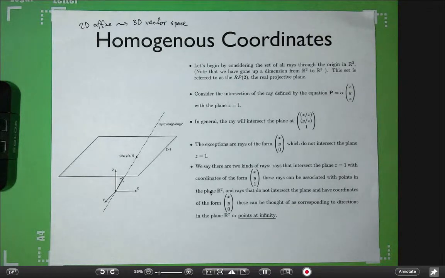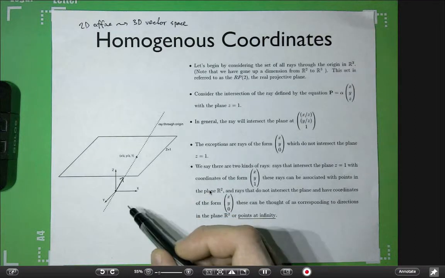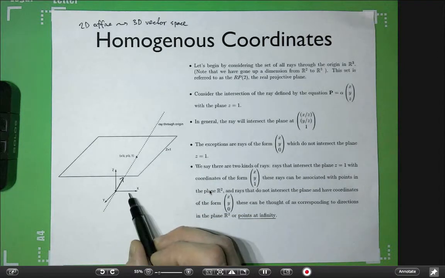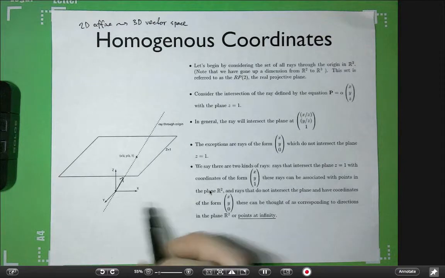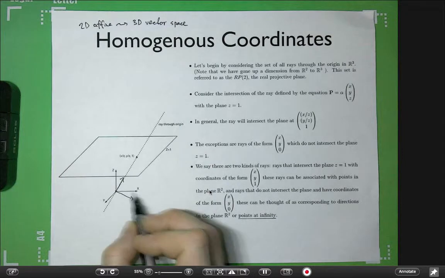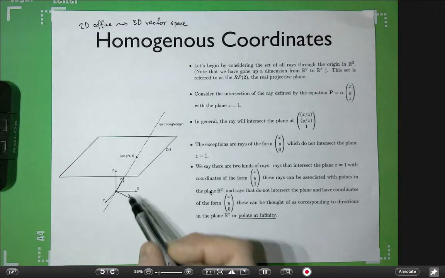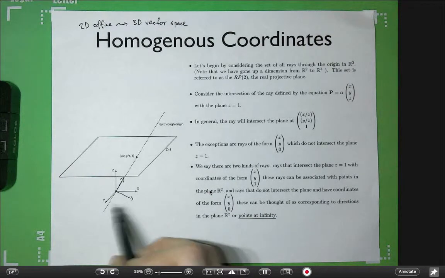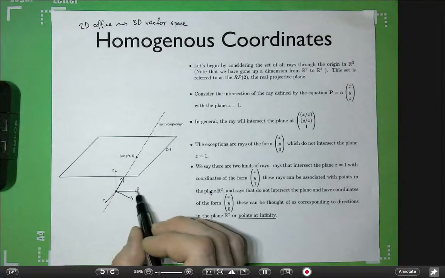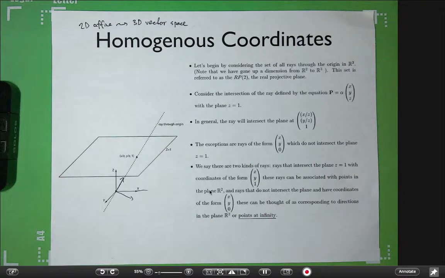There's one exception that you can read here. The exception is if I have a vector which has the z coordinate 0. That would be a vector like the x or y axis, or any linear combination of x and y. So that's a vector in the xy plane. This vector is parallel to the plane, right? So the ray never intersects the plane. The moment it's not parallel by a little bit, it has to intersect somewhere. But when it's exactly parallel, it will never intersect the plane z equal 1.